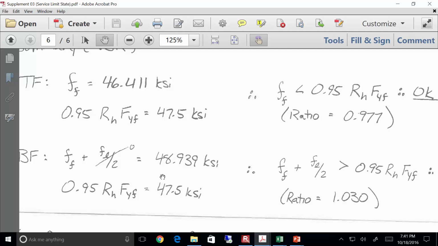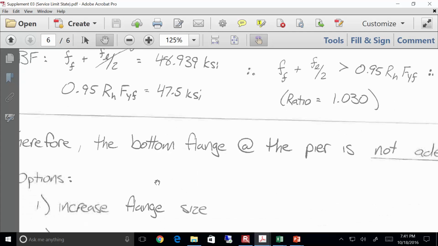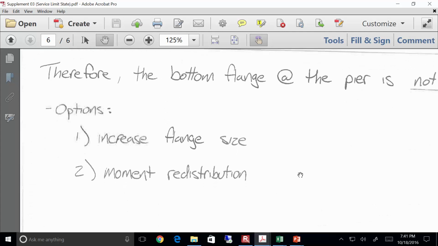So we've got a couple options. Number one is to increase the flange size, okay? But be careful, okay? Because you could increase the bottom flange size, but you probably have to increase the top flange size as well to compensate, okay? That's point one.